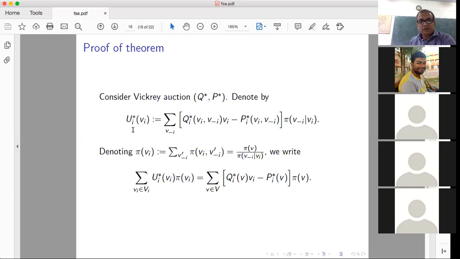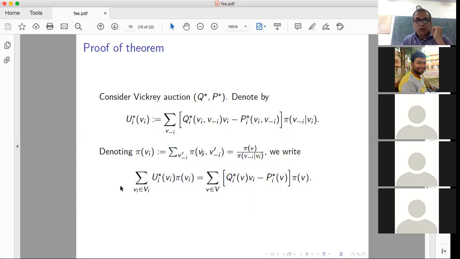Whatever that is, let's denote it by U star I of VI. And with some change in notation, I'm going to write this term, which is the ex ante expected utility of agent I from the Vickrey auction. So U star I of VI is its interim payoff once he has type VI, but the probability that he has type VI is pi of VI, where pi of VI is just this, okay?